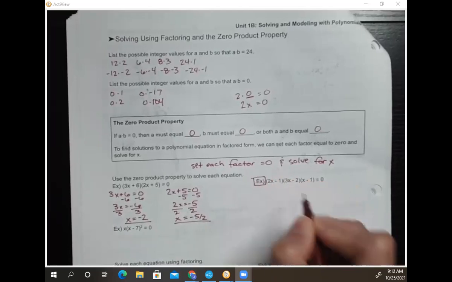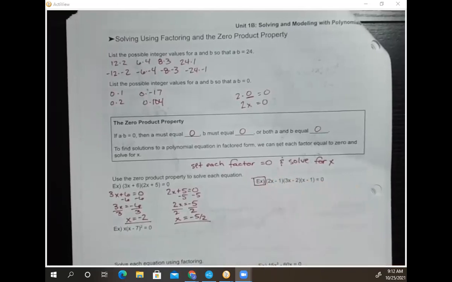I want you to try the next example. You already have factored form, so you're just setting each factor equal to 0 and solving for x.